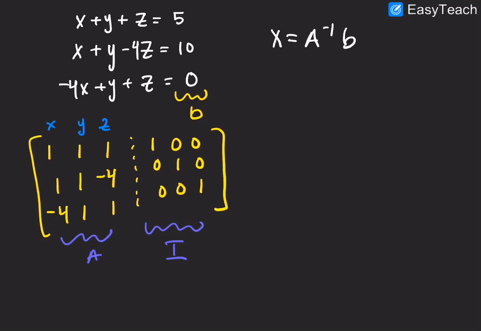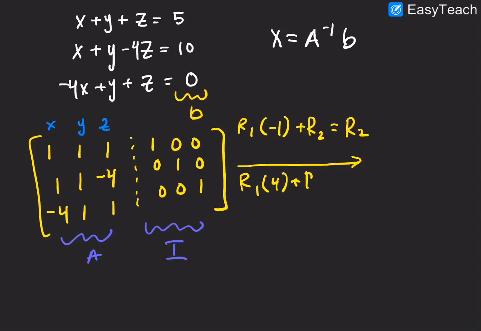So let's first operate on this by doing two operations at the same time. R1 times negative 1 plus R2, that's going to produce our new R2. And we can also do R1 times 4 plus R3, which is going to give us our new R3. And when we do two operations at the same time, we do the top one first, and then we do the second one, the one on the bottom.